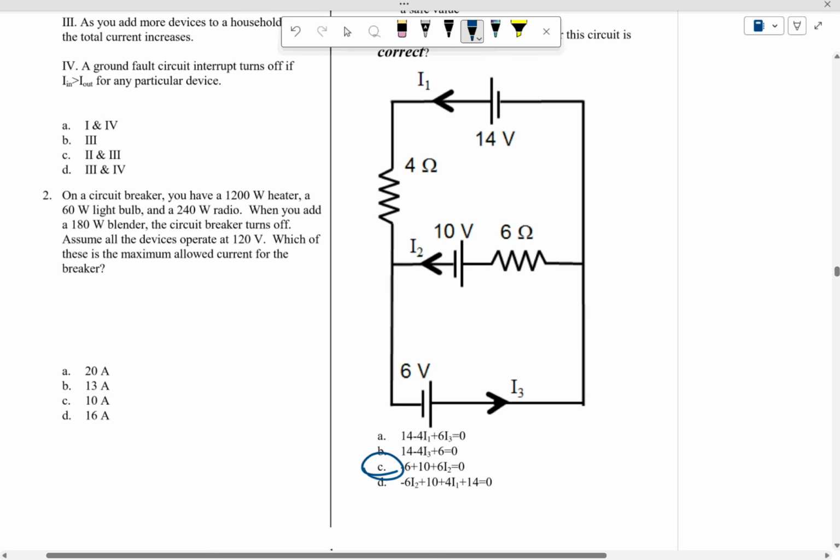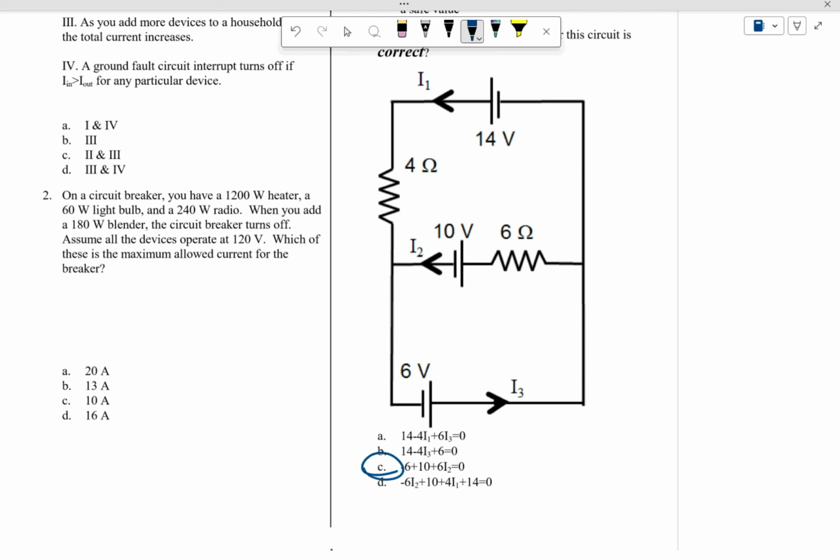David? Number 2? Absolutely. On a circuit breaker, you have these devices, and when you add the blender, the circuit breaker turns off. So you will have a couple questions about home circuits. You need to know those 3 devices, the GFCI, the circuit breaker, and the grounding. And then you could also see a question like this. You need to know how the household circuit is laid out. You'll see on all the exams there are a couple questions.